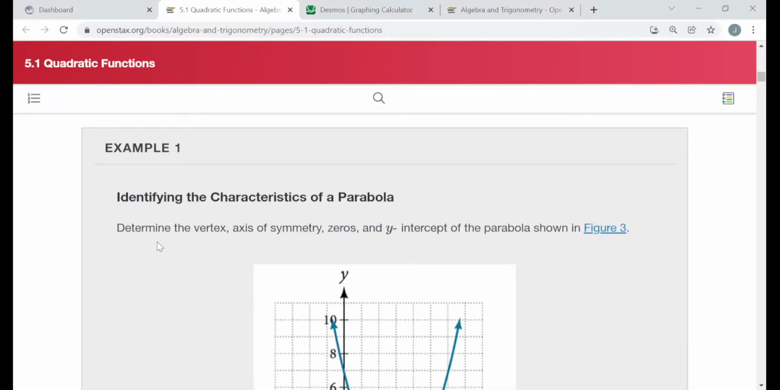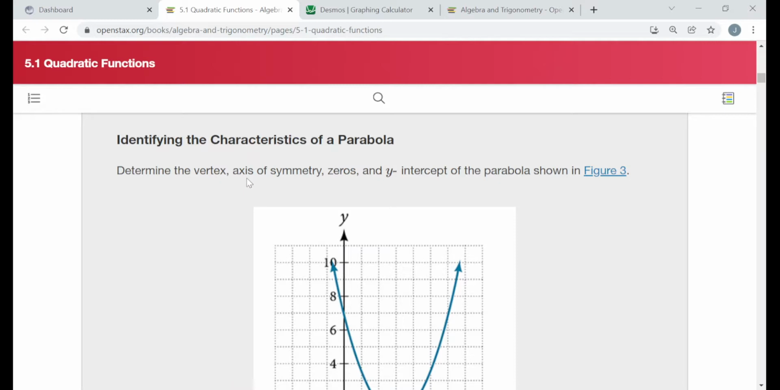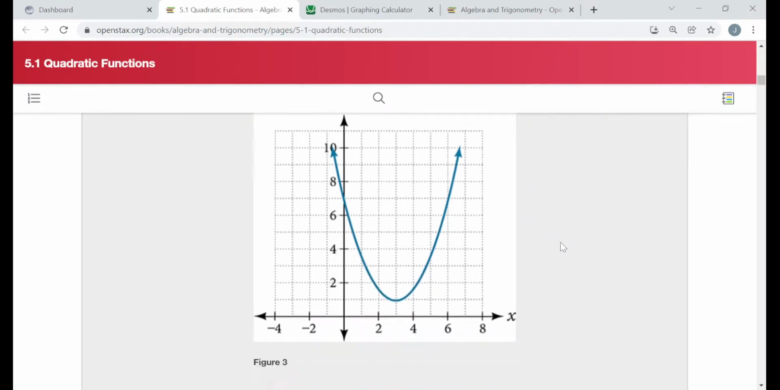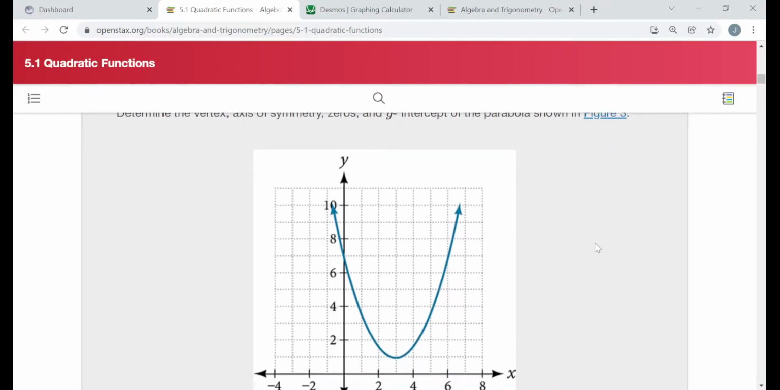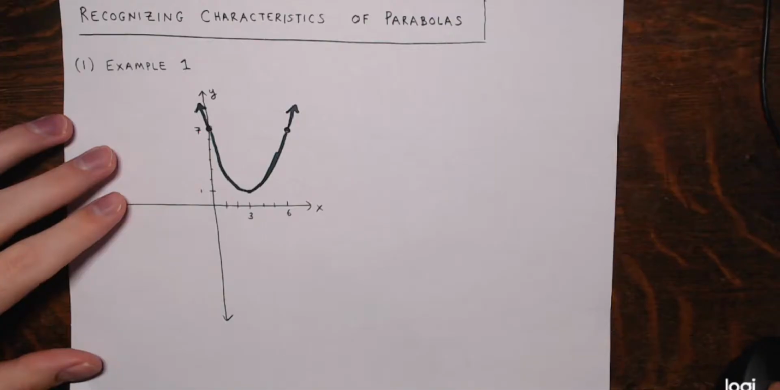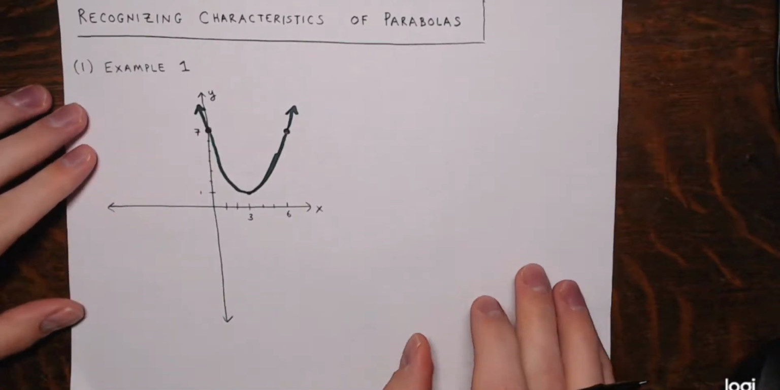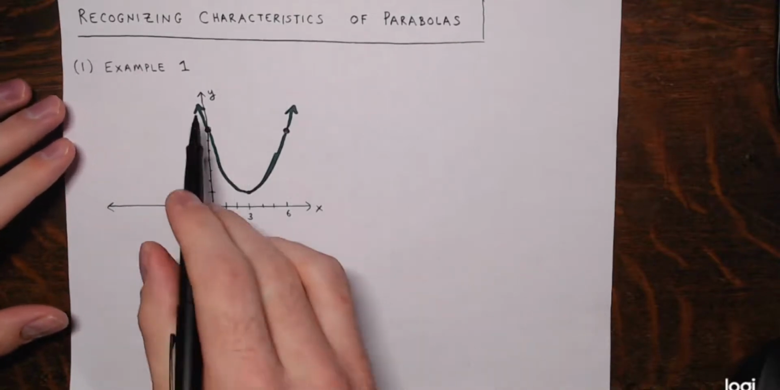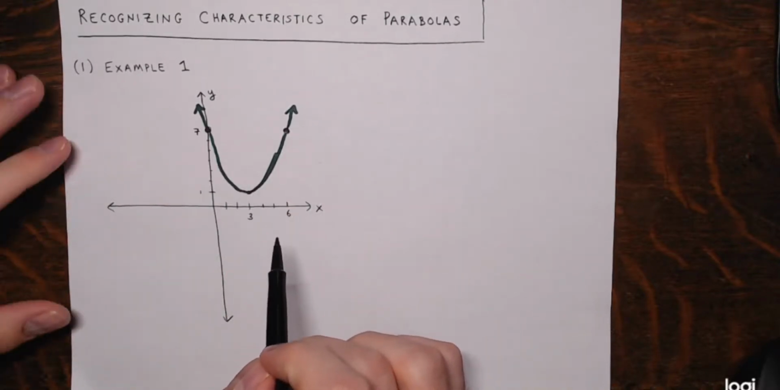We're asked to determine the vertex, axis of symmetry, zeros or roots, and y-intercept of the following parabola. I want to talk about what all these words mean as well. What do they mean in relation to a parabola? I'm going to make a rough drawing by hand of the following parabola here. So here's a very rough sketch of what I saw in that example.